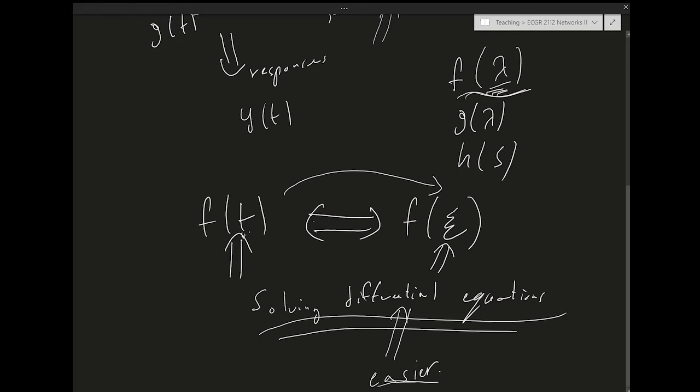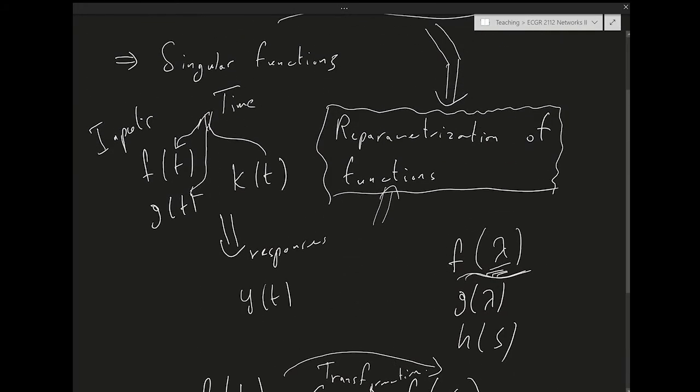If I introduce some kind of transformation between the t parameter, the time parameter, and some other parameter that makes solving systems harder, solving differential equations harder, then this transformation is pointless. We only care about transformations that make our lives easier. That's the only reason we bother at all with those kinds of things.